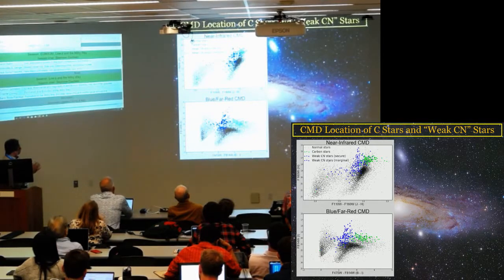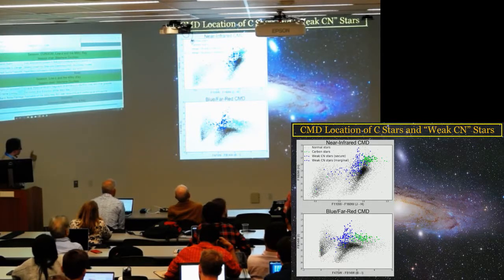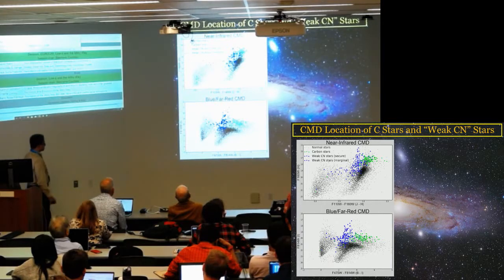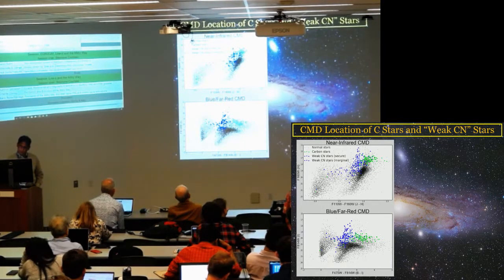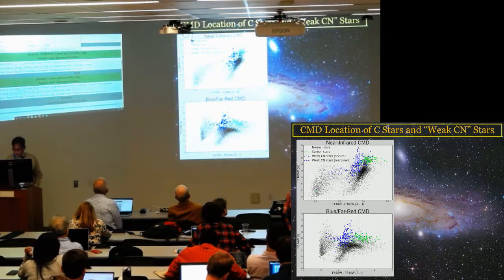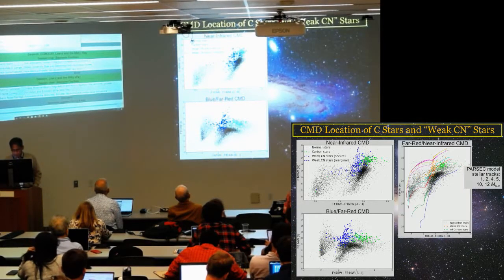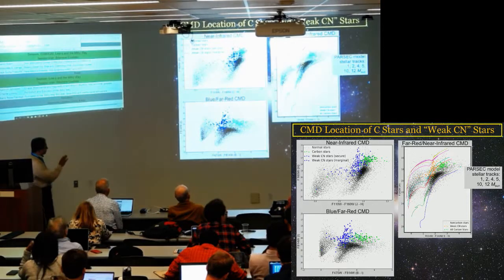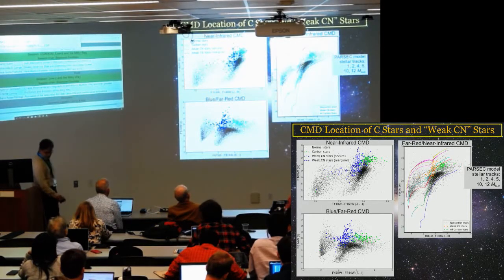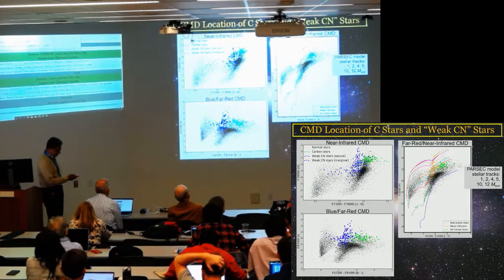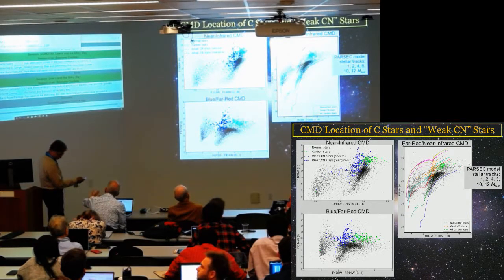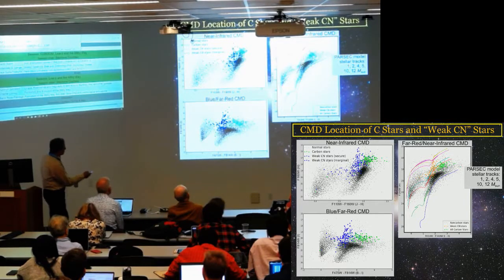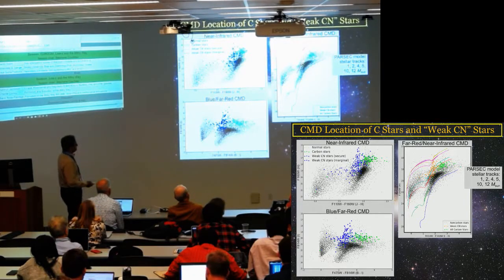These are different CMDs. You've got J minus H versus H at the top, and a more traditional I versus B minus I at the bottom. And you can see a separation between the carbon stars and the weak CN stars. So here's a third CMD now with I minus H on the x-axis. I'm calling them I minus H, it's really F814 minus F160, with F160 as the magnitude.